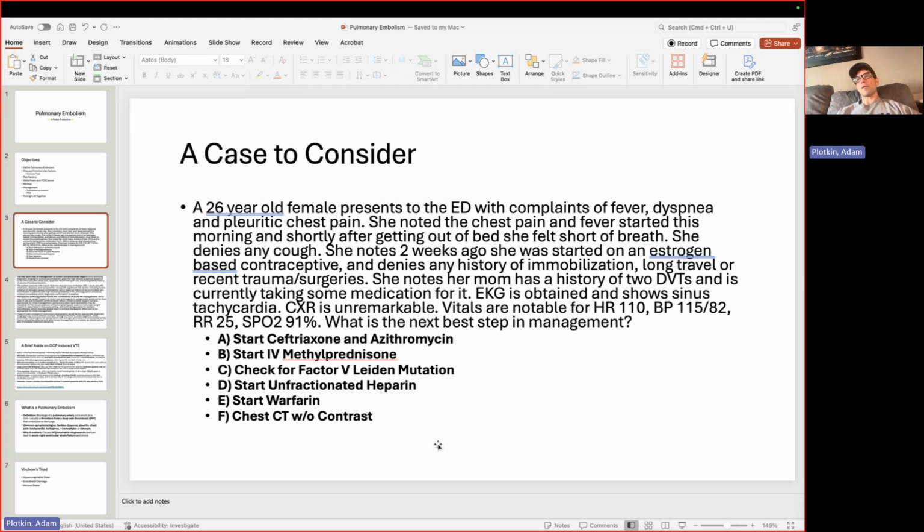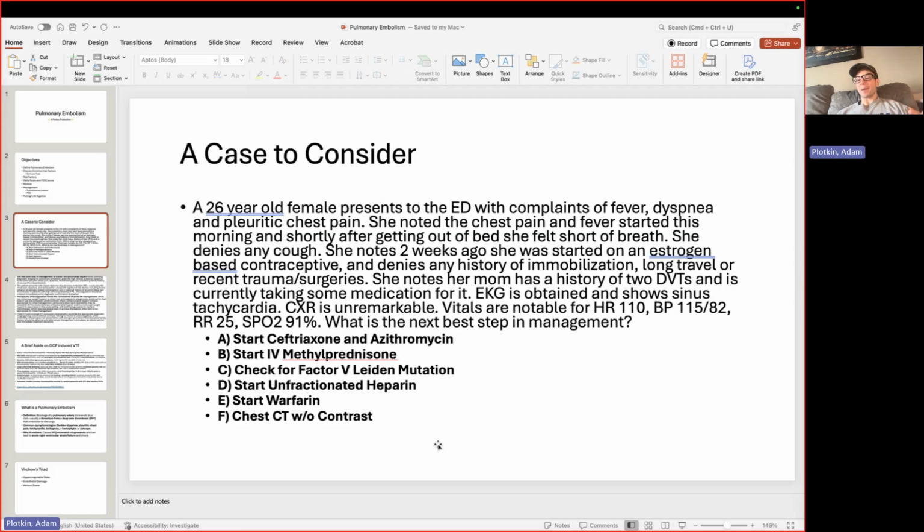Starting warfarin, remember warfarin is my vitamin K antagonist. It blocks VKORC, right? VKORC is really important to reduce vitamin K into its reduced form. And then that reduced form of vitamin K is used for gamma carboxylation of factors 2, 7, 9, 10, protein C, and protein S.